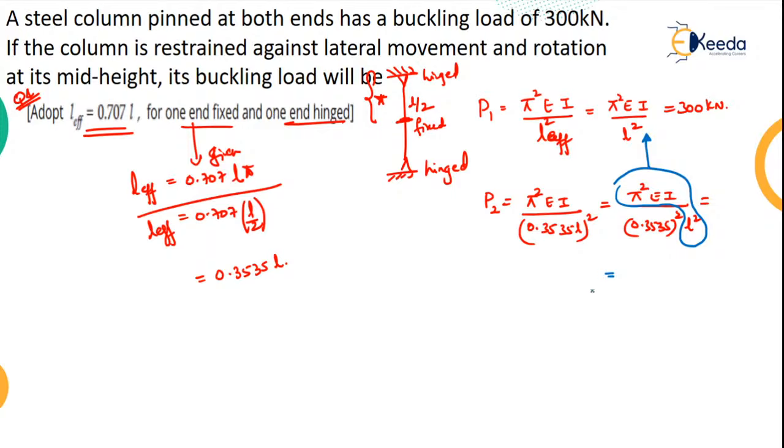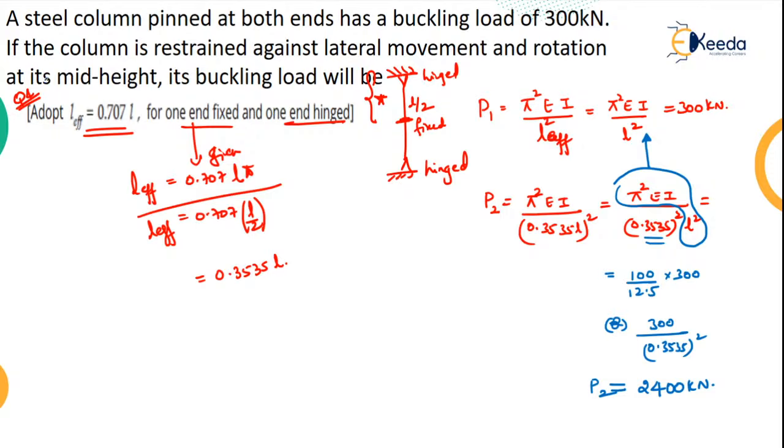Okay, if you simplify this, you will get it to be equal to 100 by 12.5. Or you can just directly do it, there's no issue, 300. Or you can write it as 300 whole divided by 0.3535 whole square. So this value will be equal to 2400 kilo Newton.